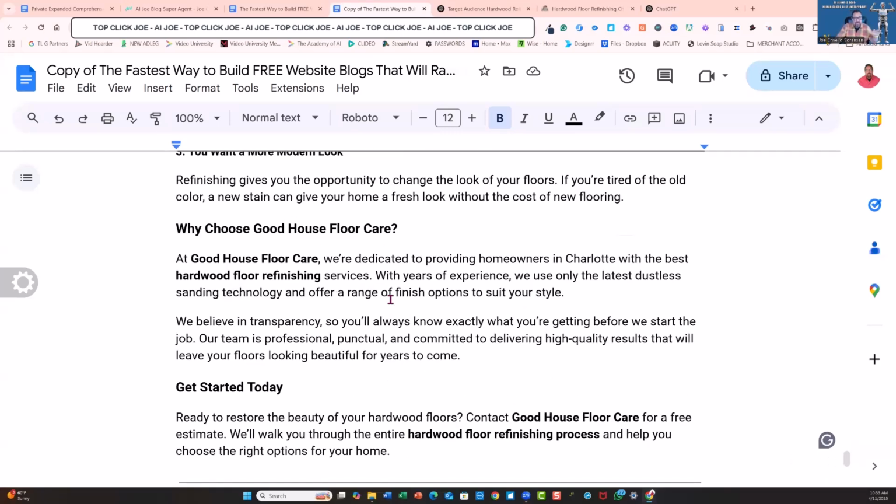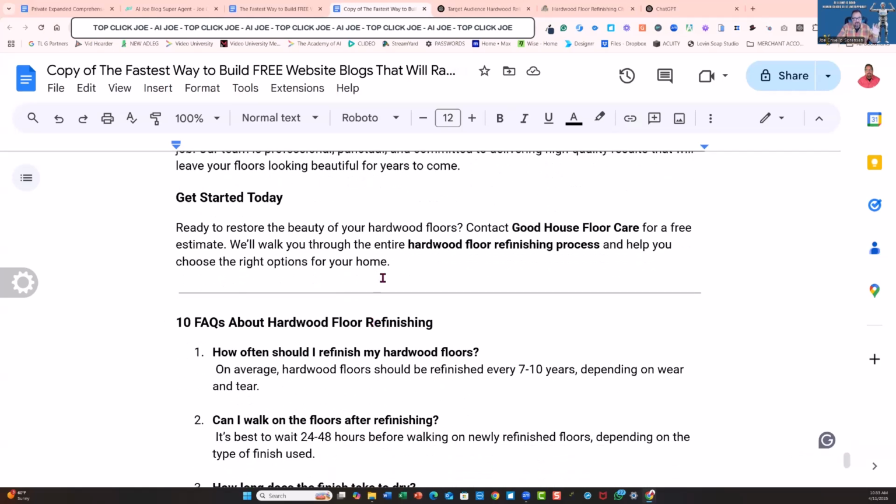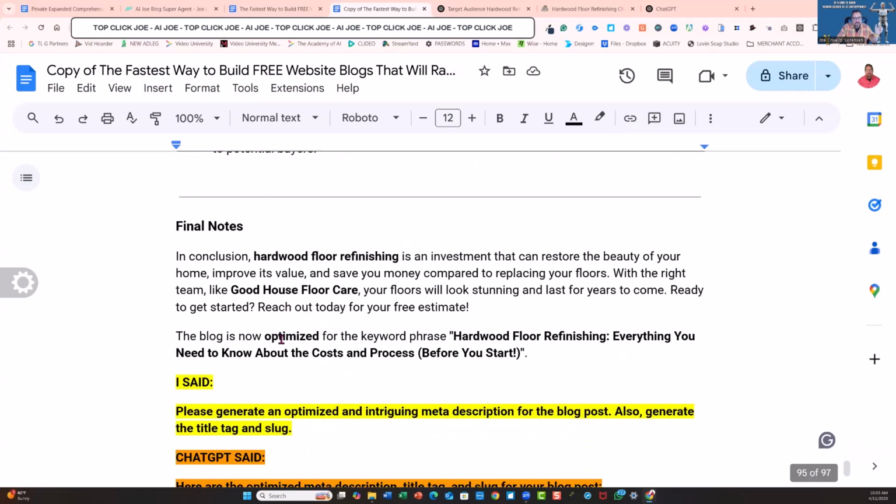Now, a human is going to take this. A human is going to say, okay, I want some room here, I want some white space. A human is going to add photos with perfect alt tags that are related to the blog post in the back end. So you want photos on here, and I'll show you something at the end that'll really help you with that. Here's my 10 FAQs, and then my final notes.